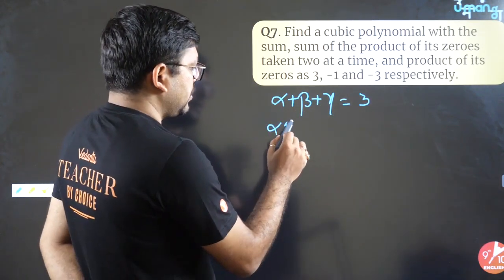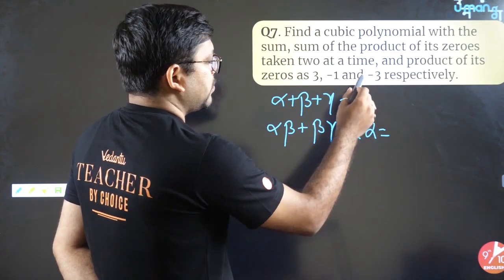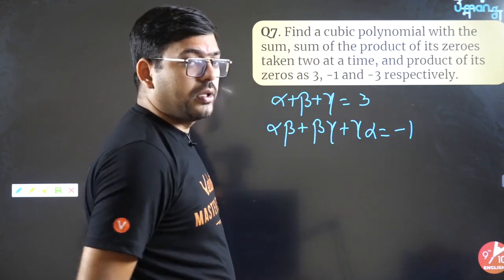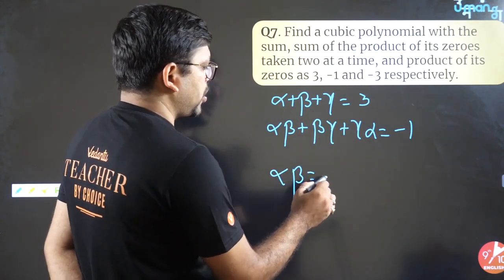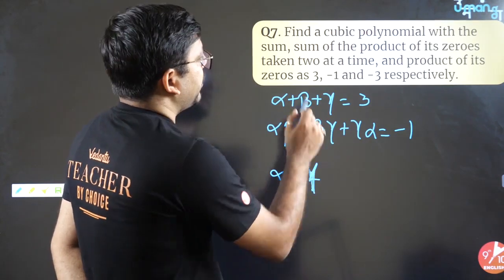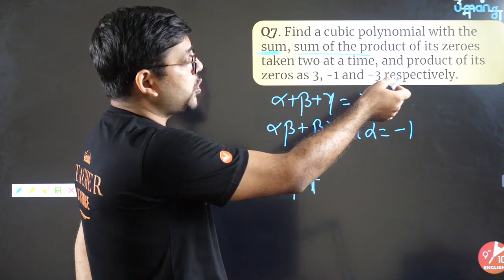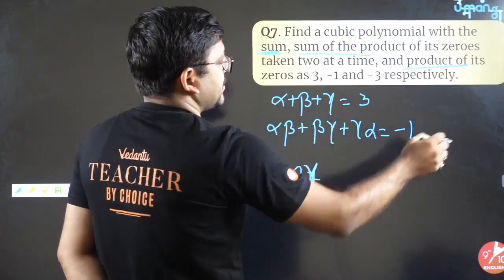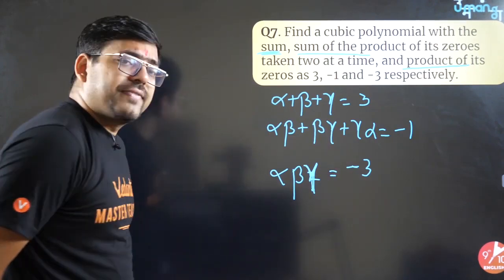Then alpha beta plus beta gamma plus gamma alpha is equals to minus 1, that is c by a. And alpha beta gamma, product of roots. This is all given here: sum of roots, sum of the product of roots taken 2 at a time, and product of the roots. So alpha beta gamma is minus 3. Okay, so these values are given.